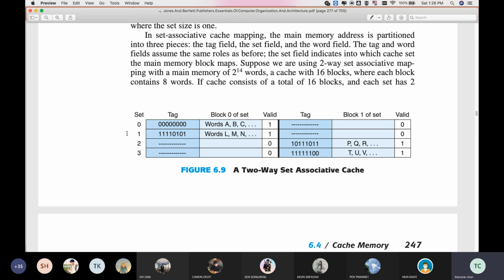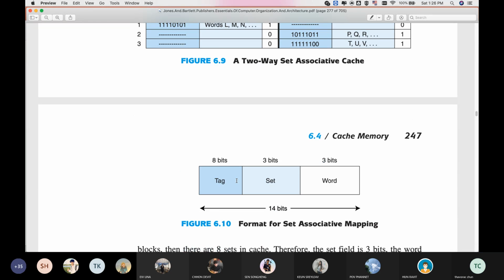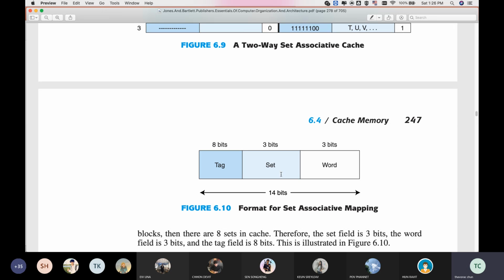So here in the example, you see 4 sets: set 0, set 1, set 2, and set 3. And in each set, there are 2 blocks. Here refers to one block, here another block. See? So this is similar to the direct map, right? This is the combination of fully associative and direct map. So in set associative, we group into 3 sections: the tag, the set, the word. So instead of block here, we use set instead.